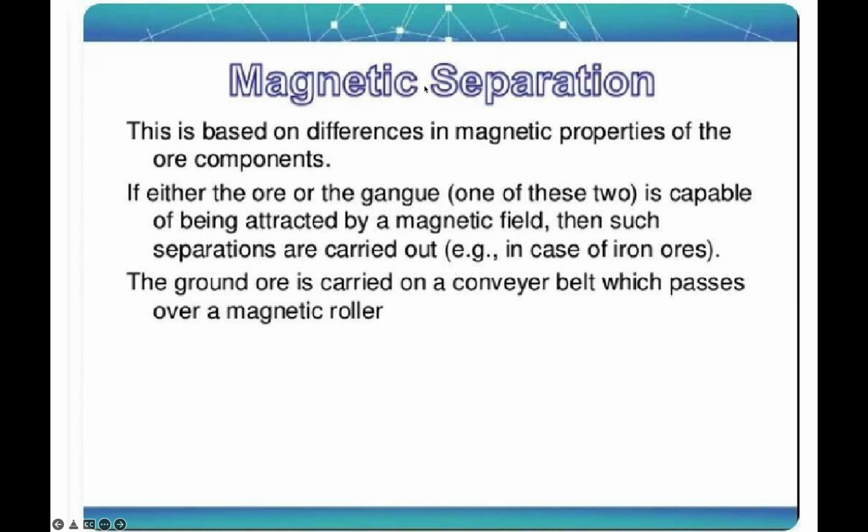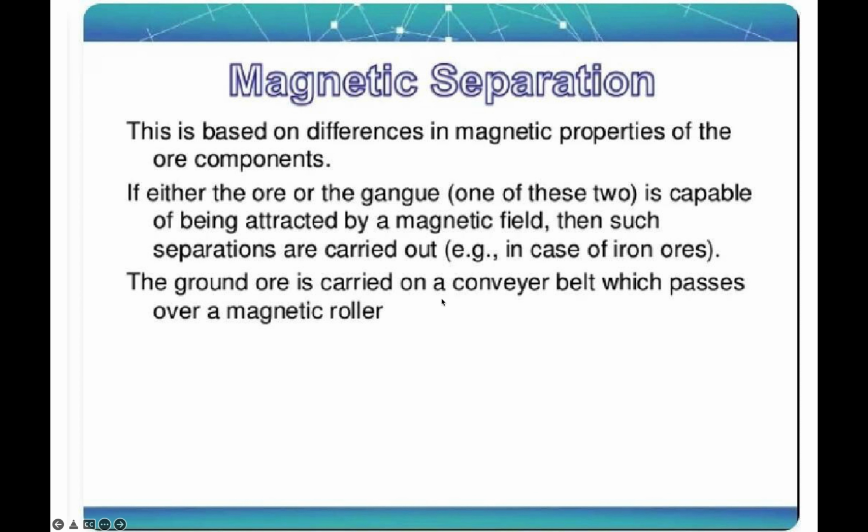Okay, now firstly we have got magnetic separation. So what is this based on? Based on the differences in magnetic properties of ore components. So if either the ore or gangue, or one of these two, is capable of getting attracted by a magnetic field, such separations are carried out using magnetic separation, like iron ores and all that.